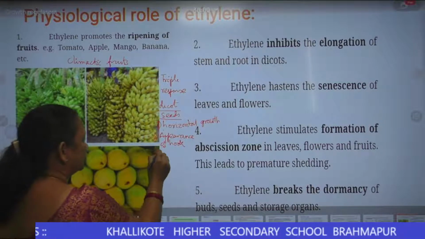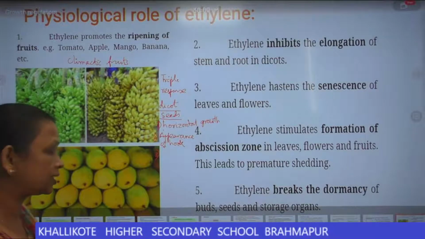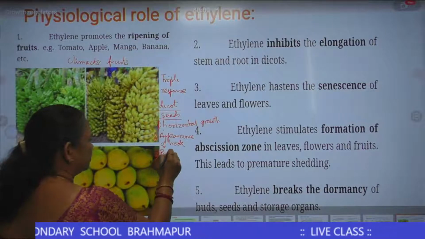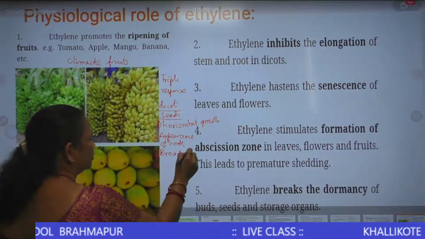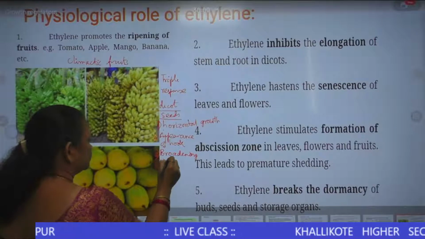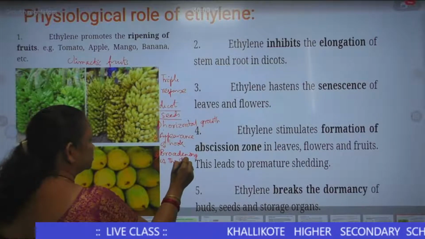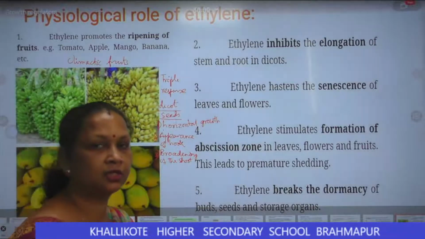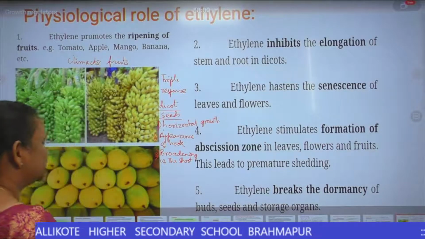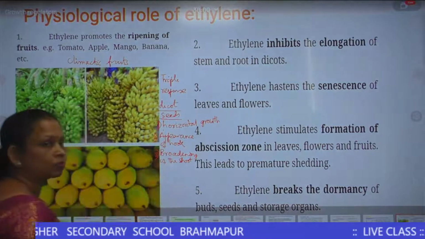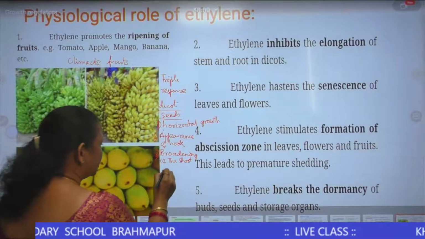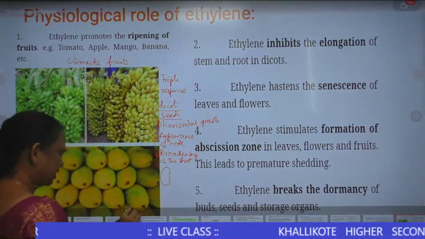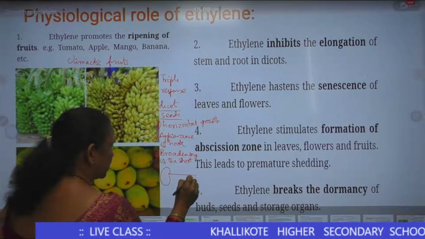The second activity may be in the seed, which is called appearance of a hook-like structure. And the third response that can be seen is broadening or thickening of the shoot. So, this is mainly seen during the germination of the dicot seed.